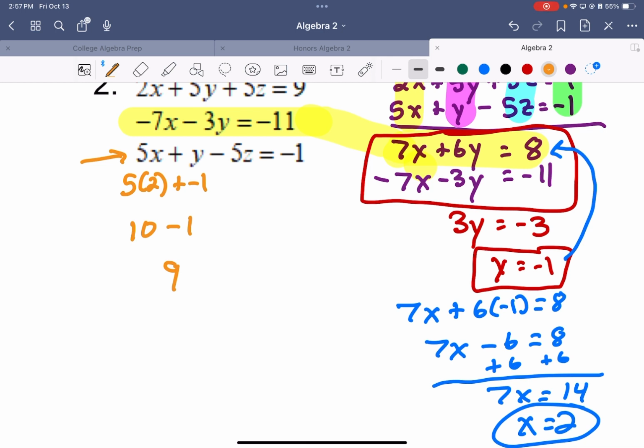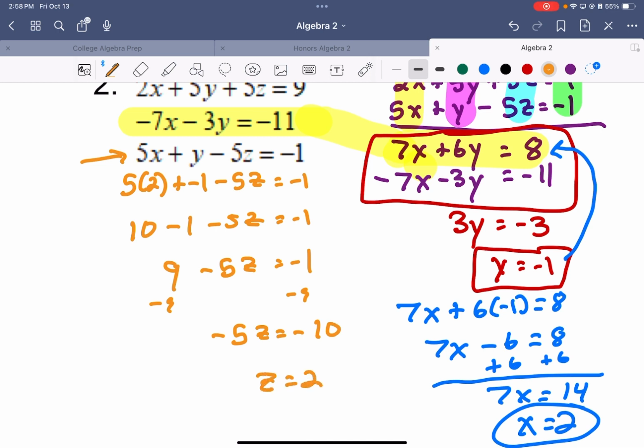I'm just doing steps as I go along. I've got minus 5z. You just kind of keep writing that one with me. And it's got to equal -1. Again, if you didn't want to do it like I did it, you get the same answer. Subtract 9 from both sides. -5z equals -10. -5 times what is -10? 2.